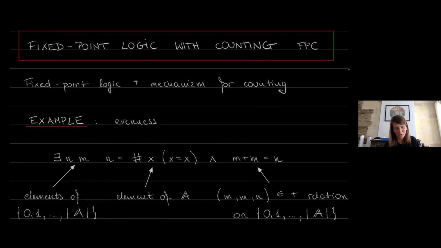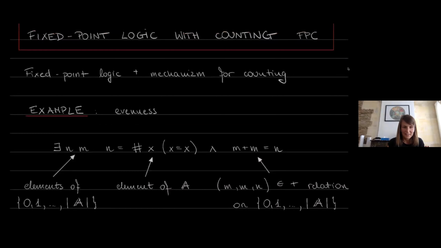So here we have an example of a formula which expresses the fact that the structure has an even number of elements in fixed point logic with counting. So we say that there exist two elements n and m, but this time this existential quantification is not over the domain of the structure on which we evaluate this formula. It is over an ordered domain. I will give you a precise definition, but basically when we evaluate a fixed point with counting formula, we think about two kinds of domains: the domain of the original structure and a separate ordered domain of size one more than the domain of the structure, so that we can express zero.